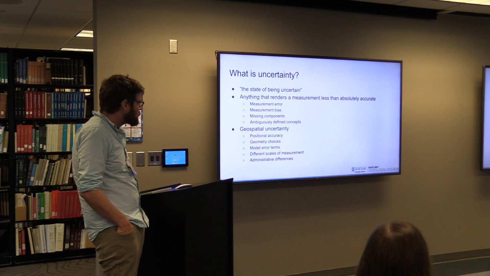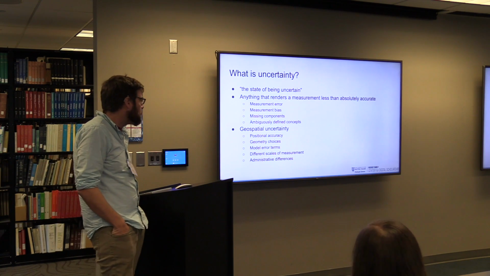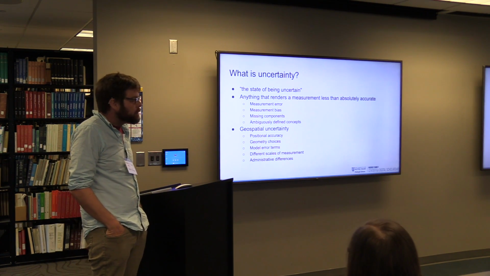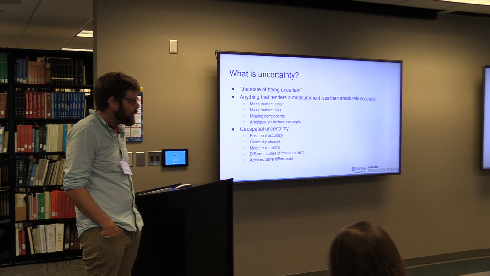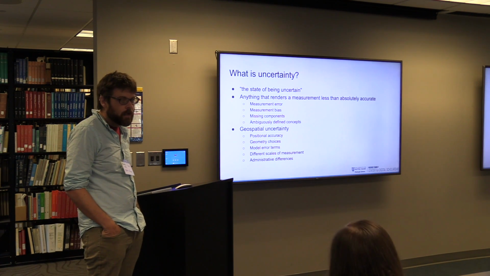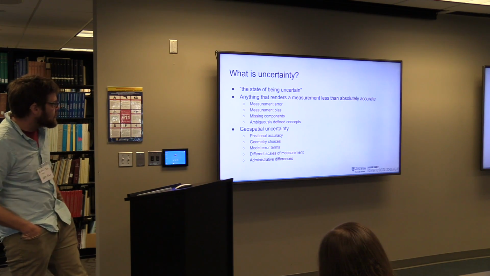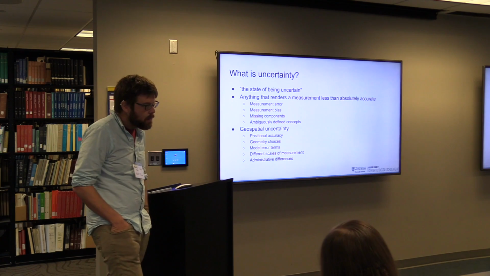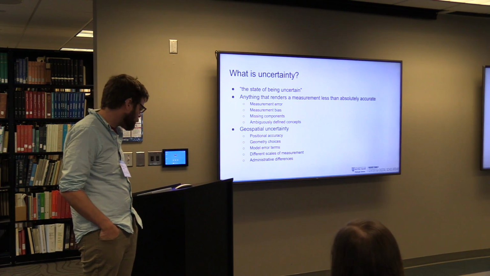If you get your dictionary definition, it's the state of being uncertain. That's not particularly useful in any meaningful way. But I'm using it in the terms of essentially anything that renders a measurement less than perfectly accurate. And as we all have some data experience, we all know that nothing is absolutely accurate. It's just not possible to do that. So this could be measurement error, measurement bias, any missing components in there, or any ambiguously defined concepts or the way you structured the questions that you're asking.